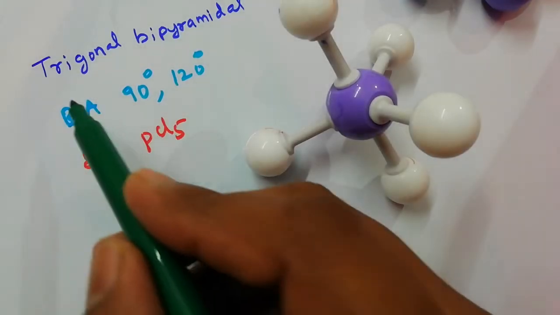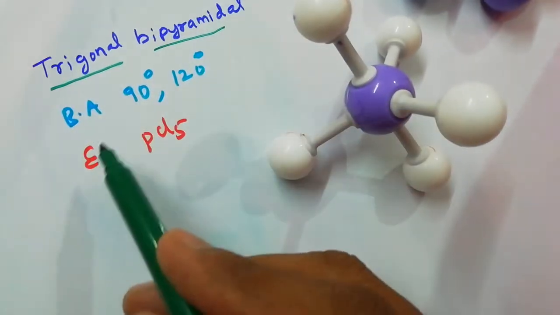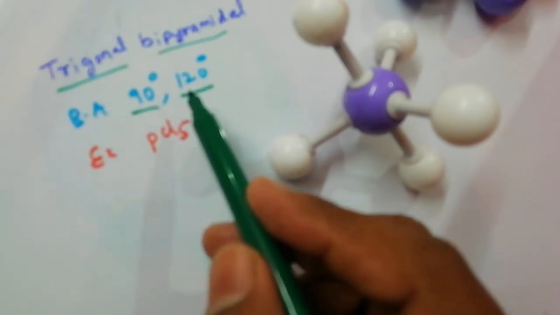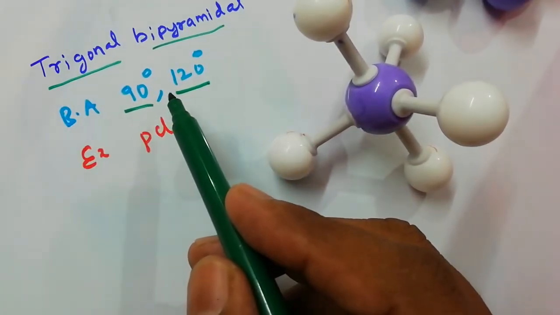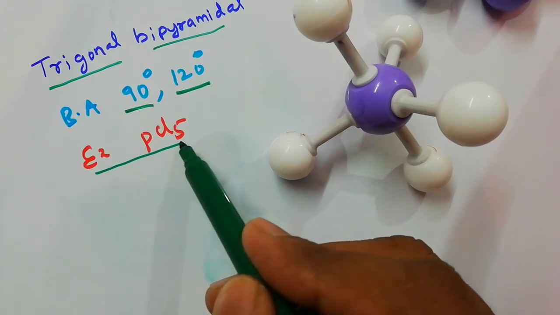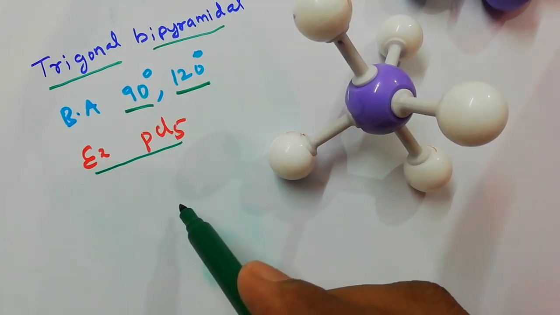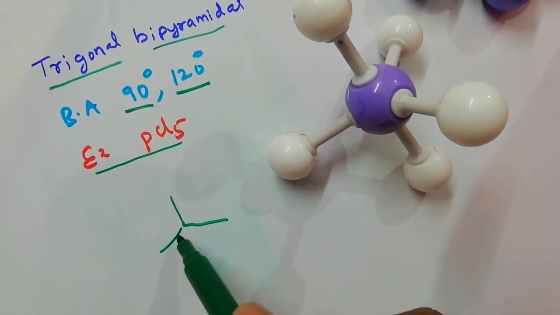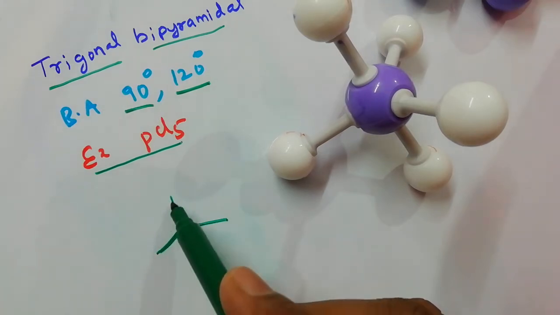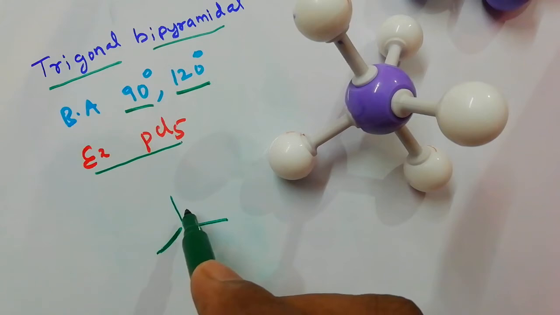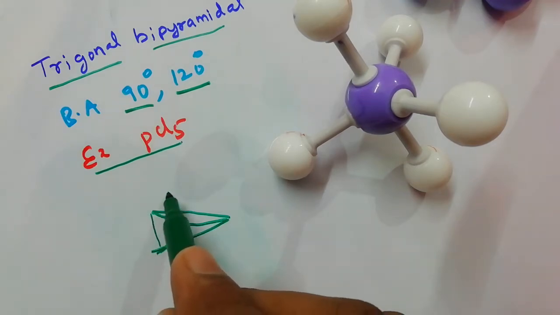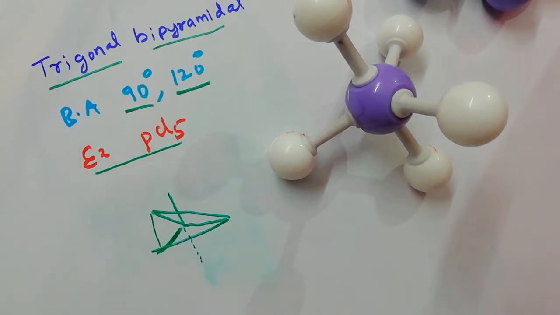The next geometry is trigonal bipyramidal. In this the bond angles are 90 degrees and 120 degrees. Two bond angles are there in this geometry, and an example for that molecule is PCl5. So in this the electron pair arrangement is something different. First, three bond pairs are arranged in a trigonal planar, for example these three are in a plane. Another electron pair is above this plane and another one is below this plane.